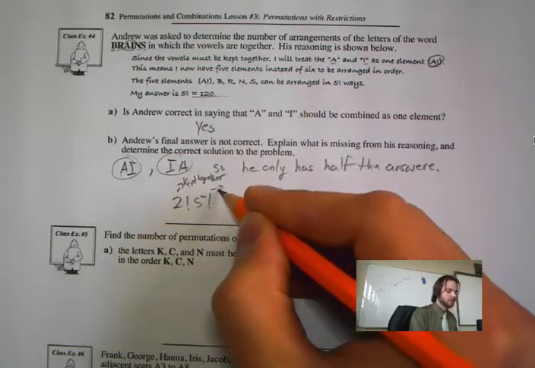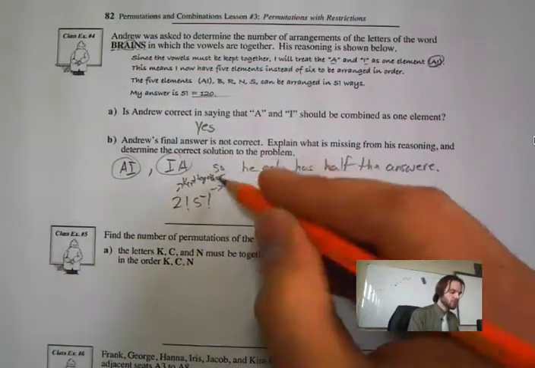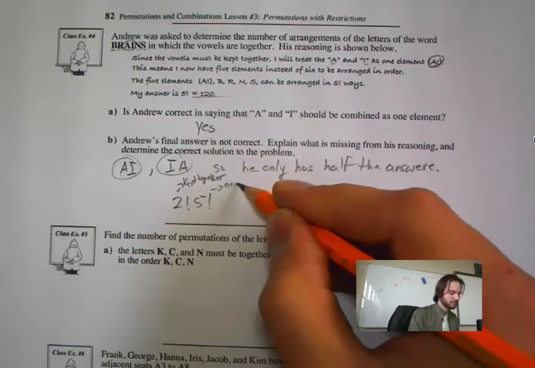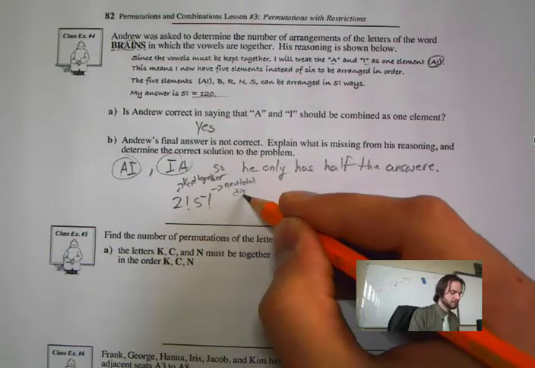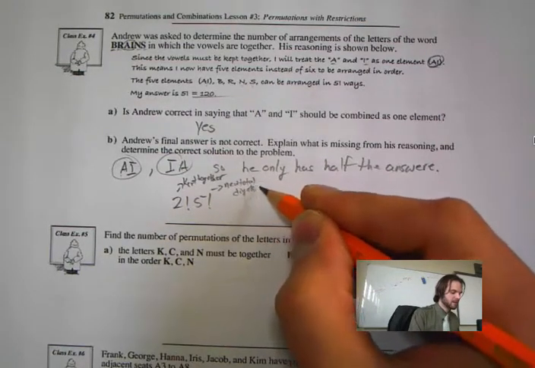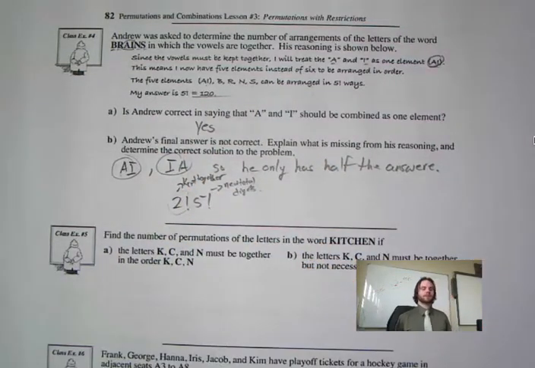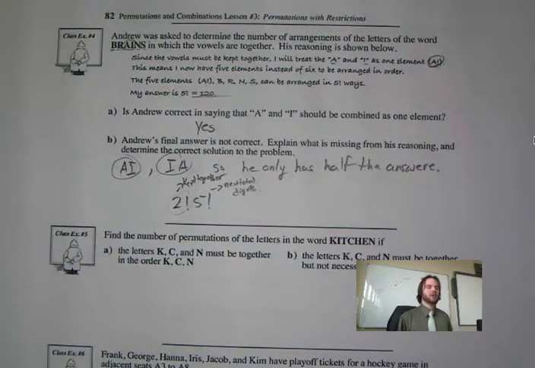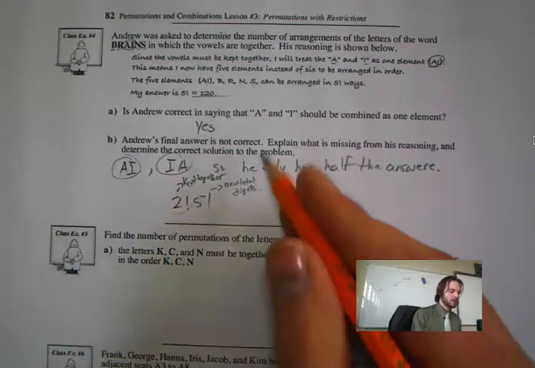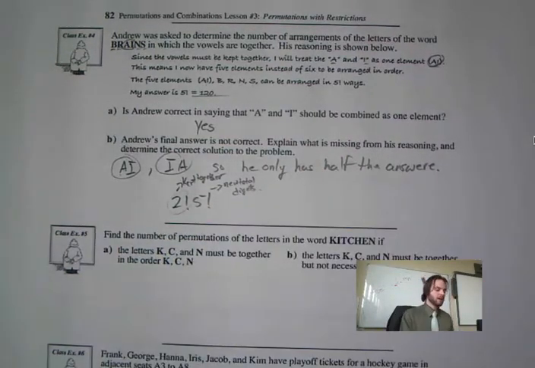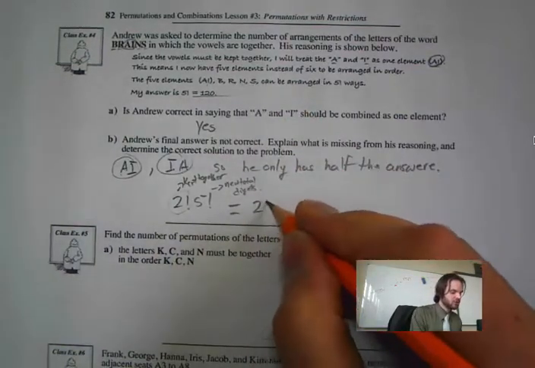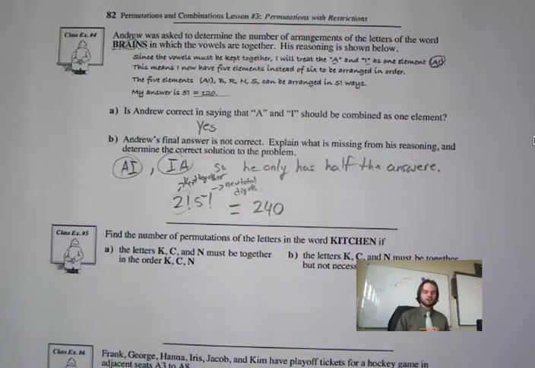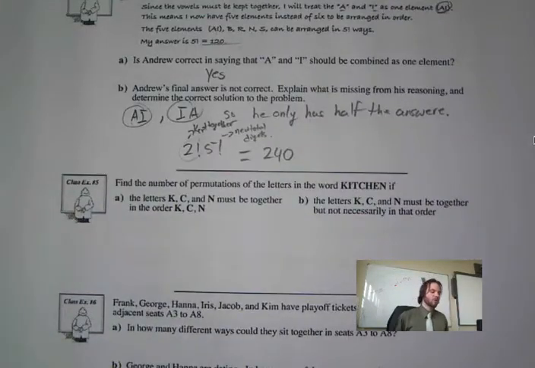Okay, and this is the new total, because the one element now has a value of 2 instead of 1, since it could be AI or IA. So if we multiply these together, we get twice what he has, which is 240. So there are 240 different ways, or in other words, 2 multiplied by 5 factorial.